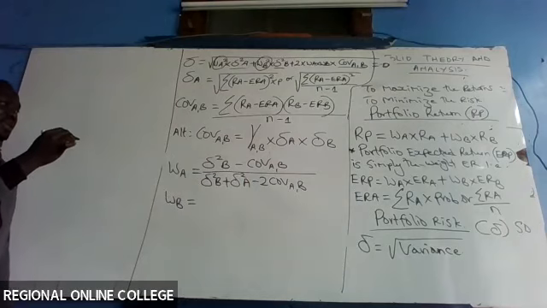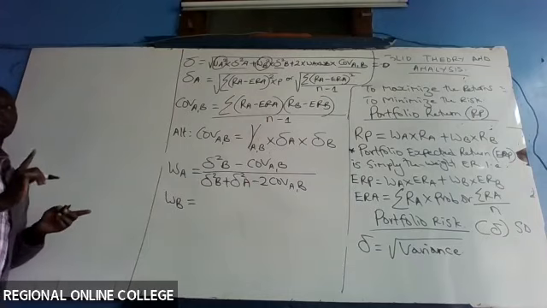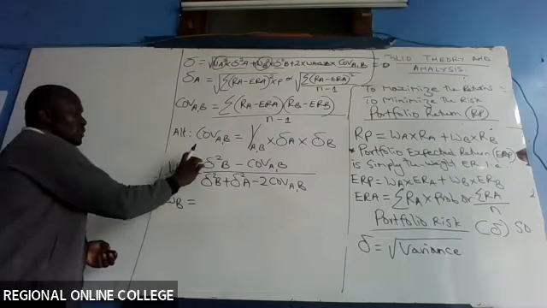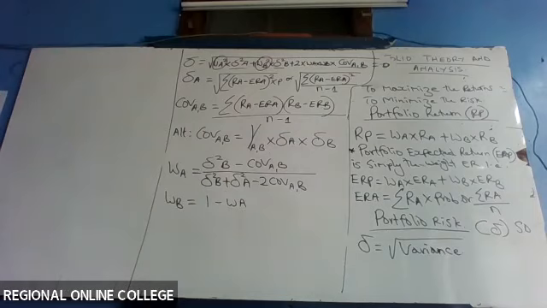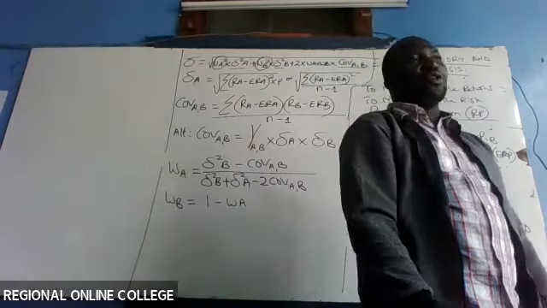Variance of B, another variance of A. Variance of A minus the covariance of AB divided by, here is only plus one, but the variance of A plus the variance of B minus two covariance of AB. But here we come with a better way. I can simply say that once I have this one, the weight of B becomes 1 minus the weight of A, because I know the total weight should be 1.